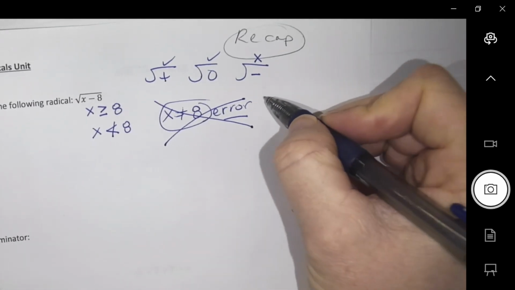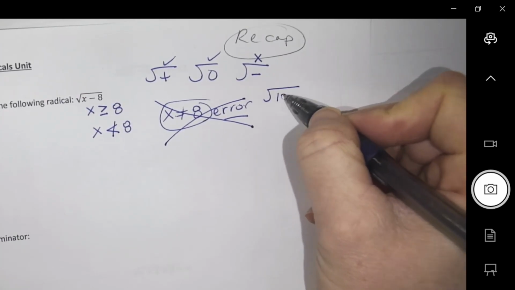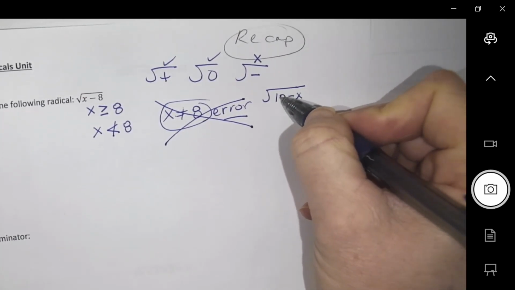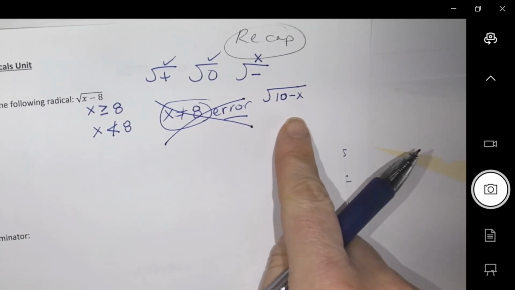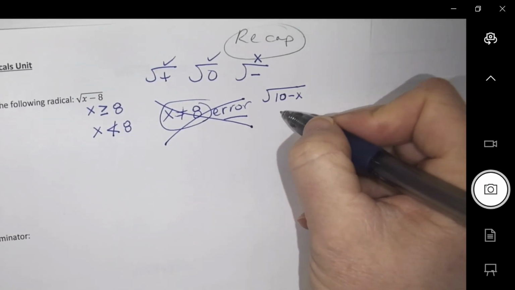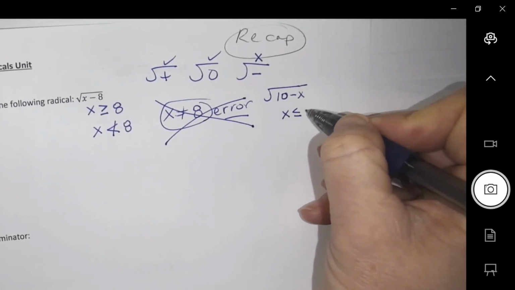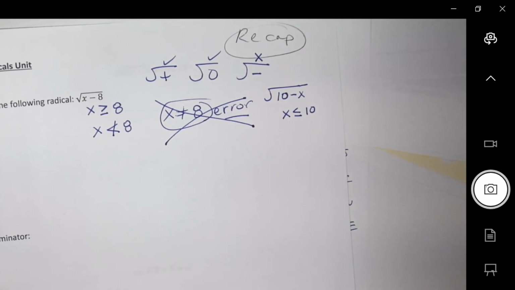What if I wrote this? You just have to flip the sign around. X has to be less than or equal to 10. X would have to be under or equal to 10. For instance, 4 works because 10 minus 4 is 6, and that I can square root, a positive.